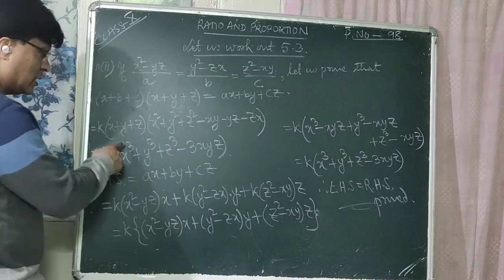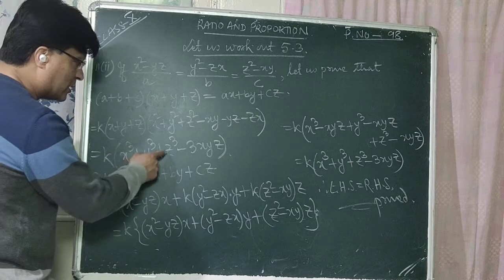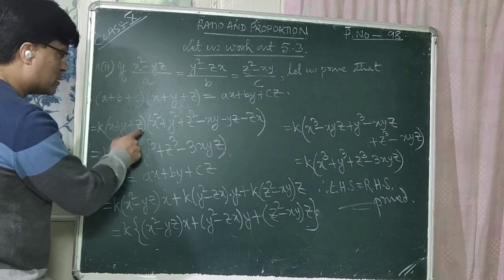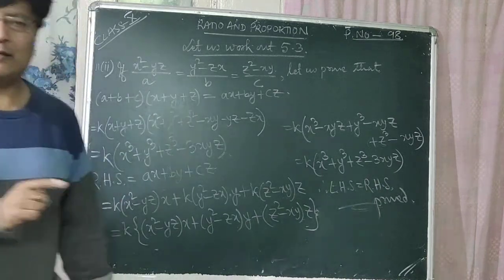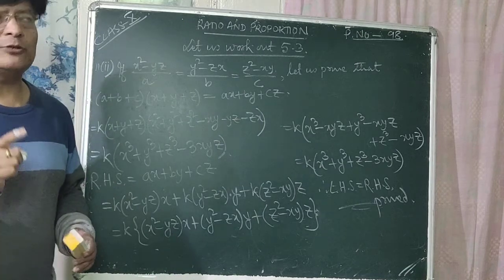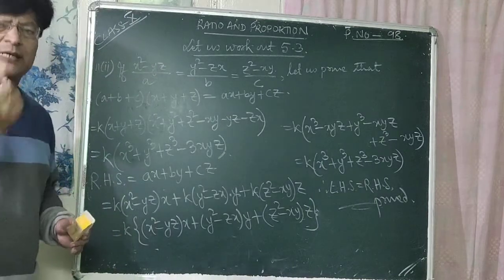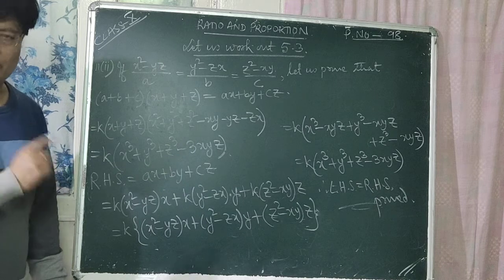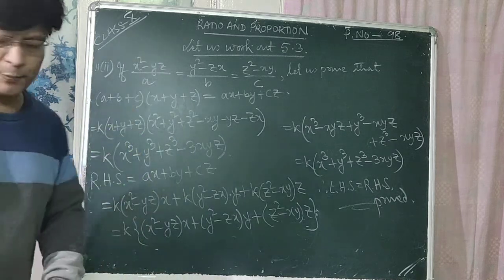In this case you have to remember this formula, that is x cube plus y cube plus z cube minus 3xyz is equal to, what is the formula? x plus y plus z into x square plus y square plus z square minus xy minus yz minus zx, or vice versa, that is x plus y plus z into x square plus y square plus z square minus xy minus yz minus zx is equal to what? x cube plus y cube plus z cube minus 3xyz. So that is the formula that you should remember. Okay, so you can copy it.